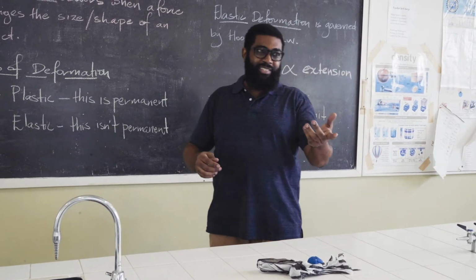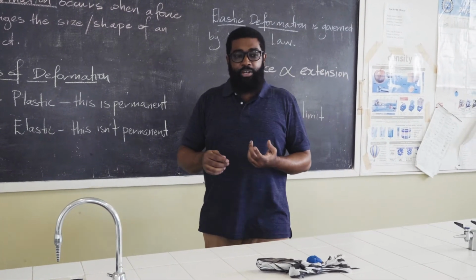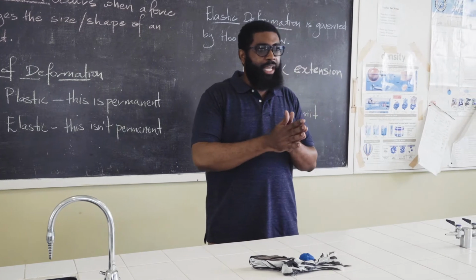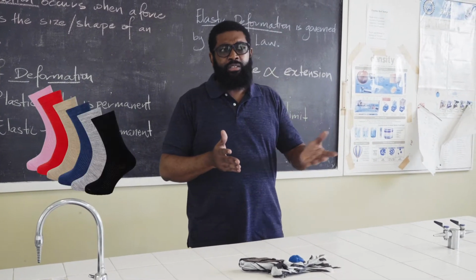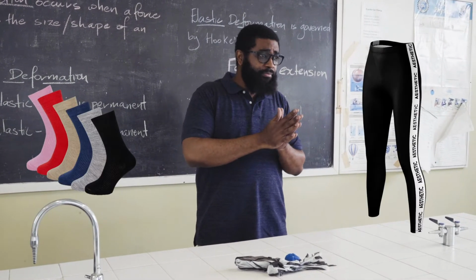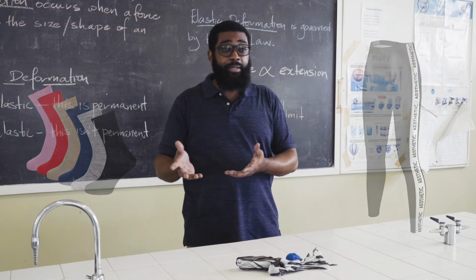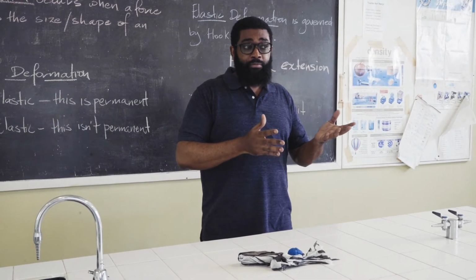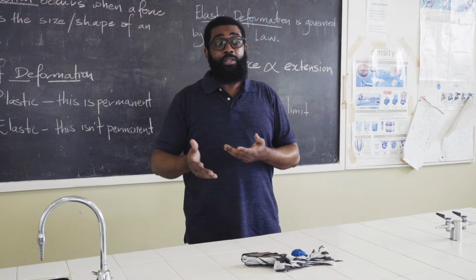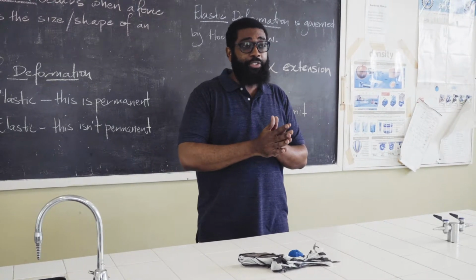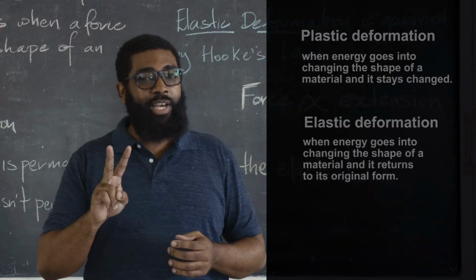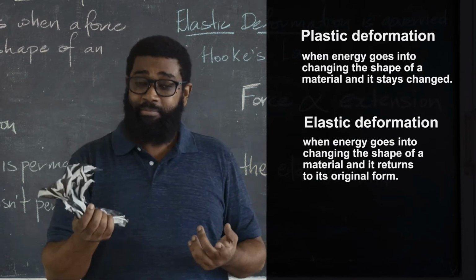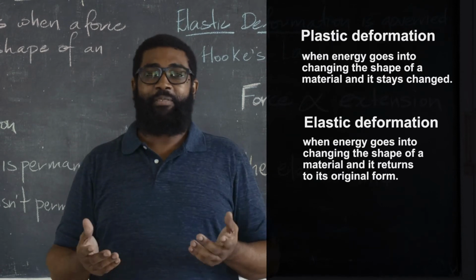Elastic deformation is temporary in nature. It occurs, for example, in everyday life with things like socks, leggings. Those are elastic items that stretch and then return to their original shape once they are no longer being stretched. So do remember, deformation is of two types: plastic, permanent, or elastic, temporary.